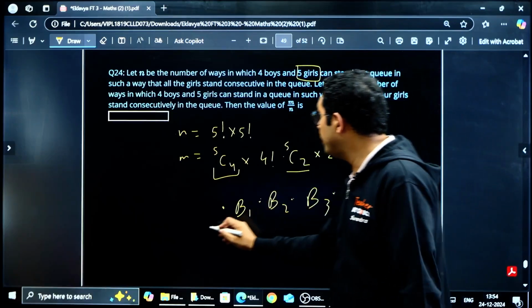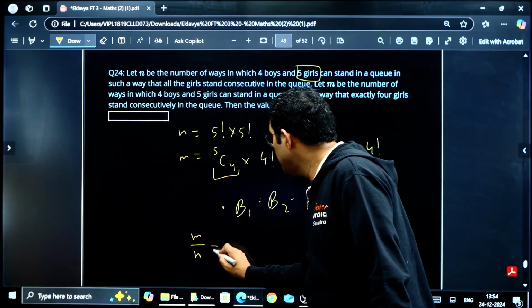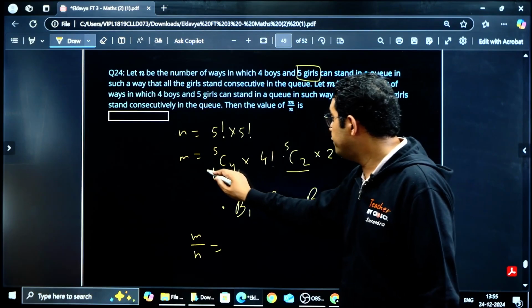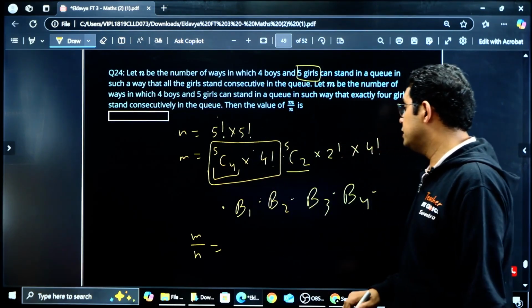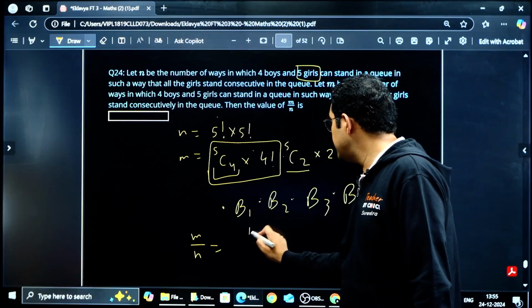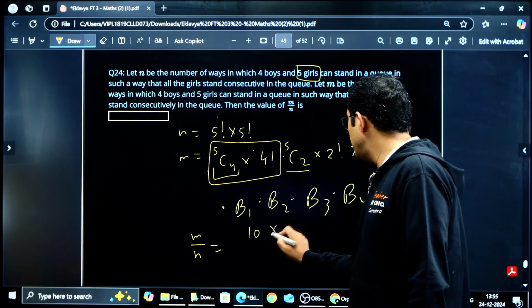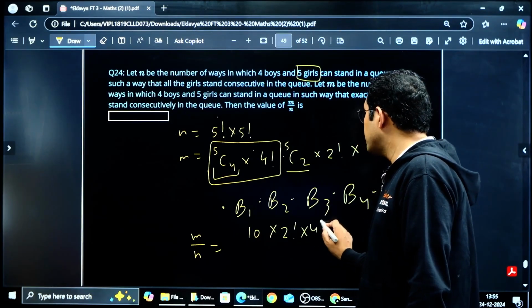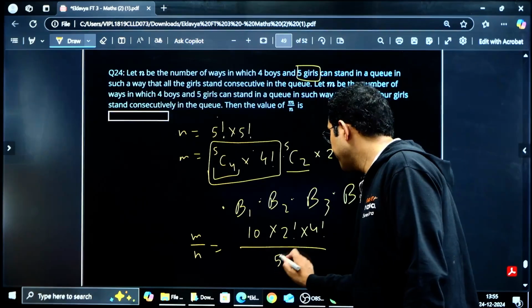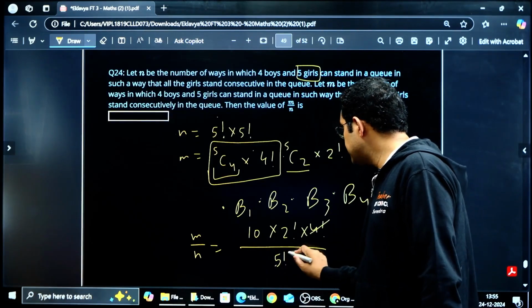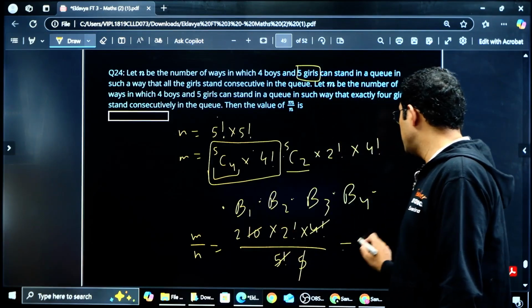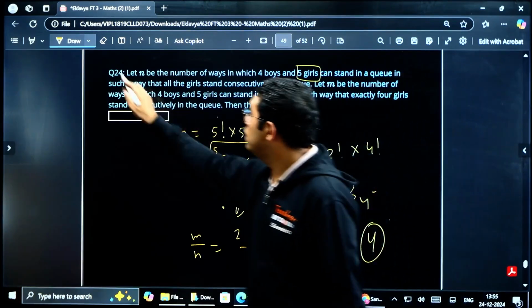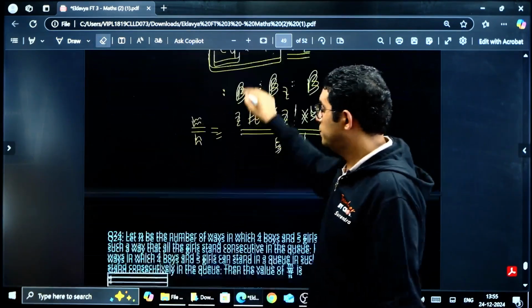Now they are asking m upon n. So here I think 5C4 is 5. 5 into 4 factorial will be 5 factorial. So this 5 factorial, I can cancel. Then the remaining thing here is 10. 5C2 is 10 into 2 factorial into 4 factorial upon 5 factorial. Okay, 4 factorial cancels 5 factorial 5 times, 5 cancels 10 2 times. So 2 into 2 is 4, which is the answer to this question.